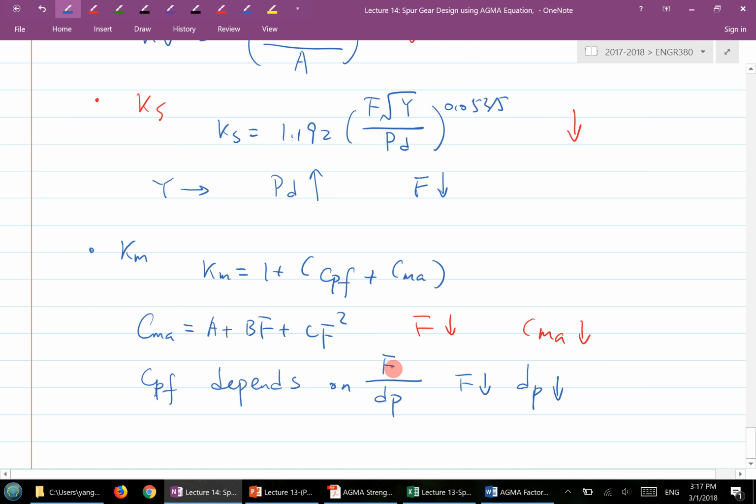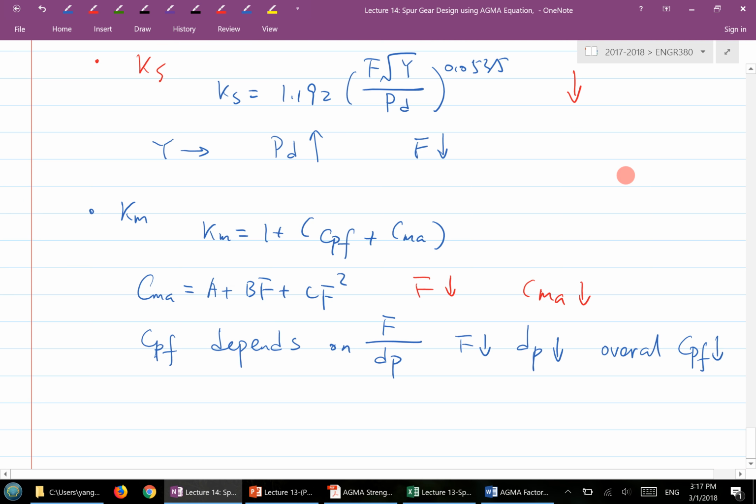So F goes down and dP goes down, so it's hard to say. This is the ratio right here, and there's also the ratio squared in the formula for CPF. But if you look at our Excel, you can try yourself. The overall CPF value tends to go down as the diametral pitch is increasing. The rim thickness factor we can assume no change, so I basically assume no effect on that.